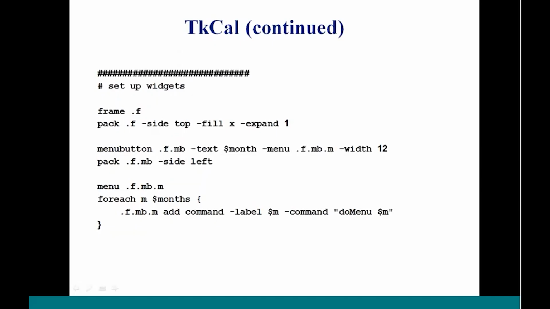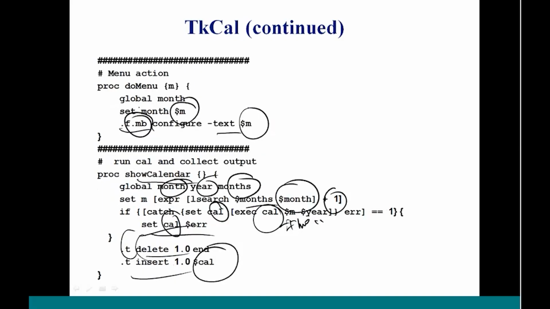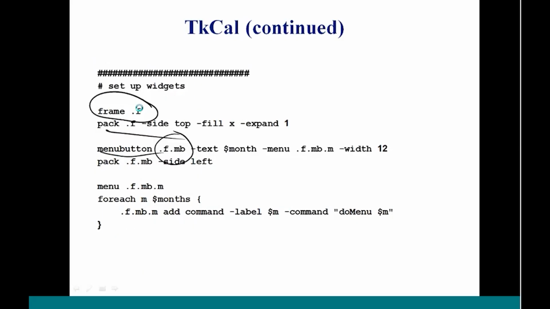Now we set up the top widgets. Basically, we set up the frame, and then we pack it. Then we have a menu button, and that is the .mb. So here it's the same thing, so that it is configured as the month, but we have another menu item which is defined as a window under this MB, which is called the M, and then that has a width of 12, and we just pack that towards the left. Now how do we populate this one?